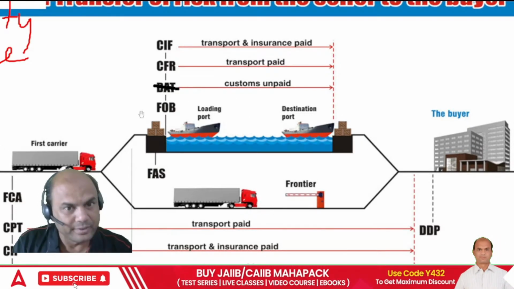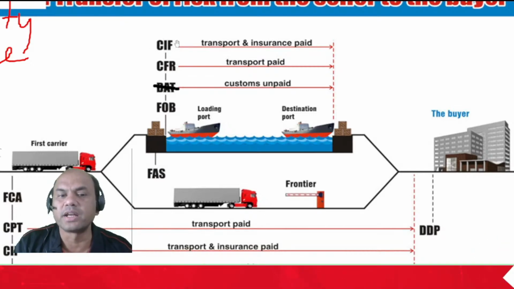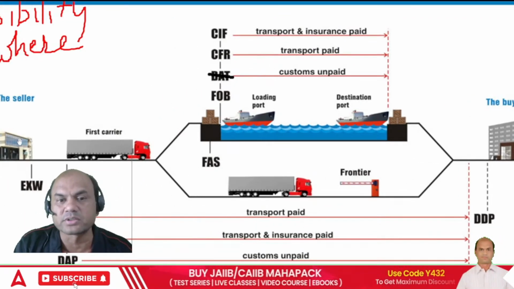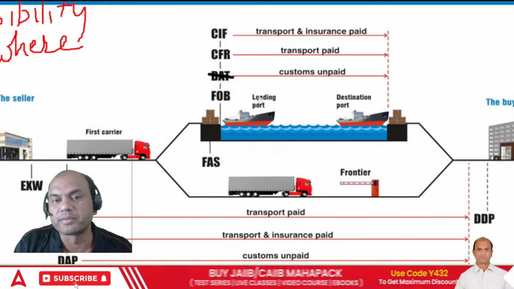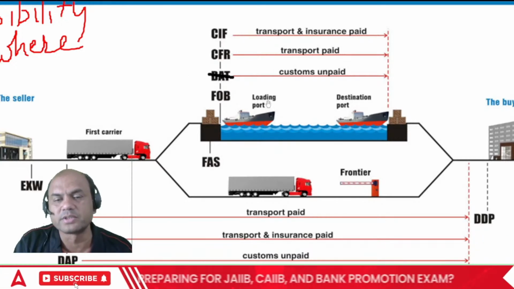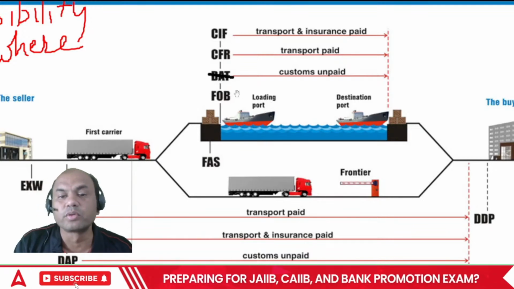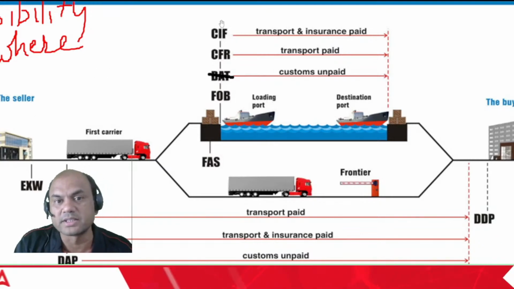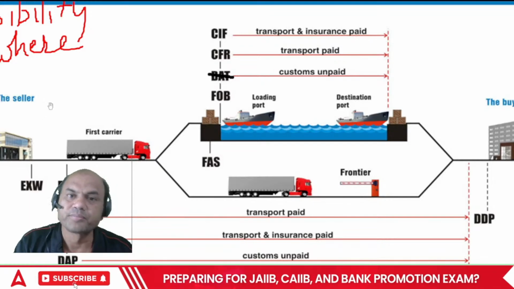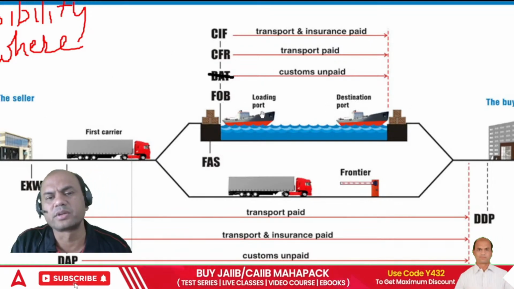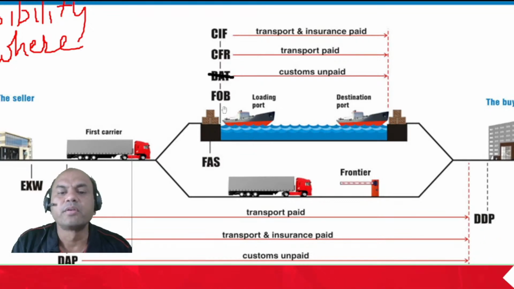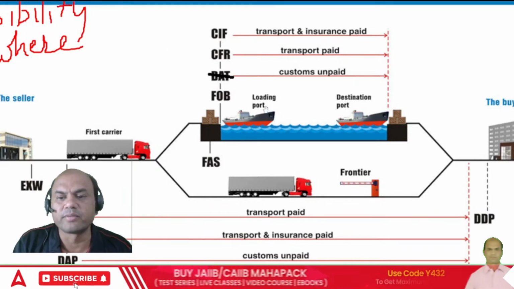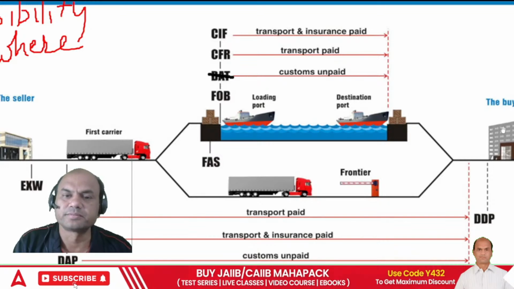CIF: cost, insurance and freight. Cost means the manufacturing cost of these goods, insurance means the insurance of the goods on my ship, not of the ship itself, the insurance of the ship is heavy. Then freight means the charges of the ship. In CIF, these are borne by the seller. The buyer will not bear any charges over here. The buyer bears the charges once the goods are loaded, insurance is taken by the seller and freight is paid. When the goods reach over here, the buyer takes the responsibility.